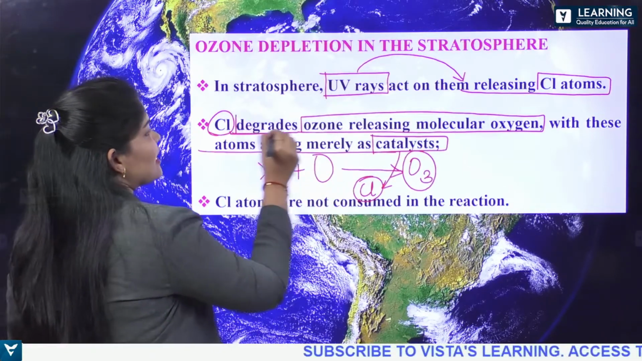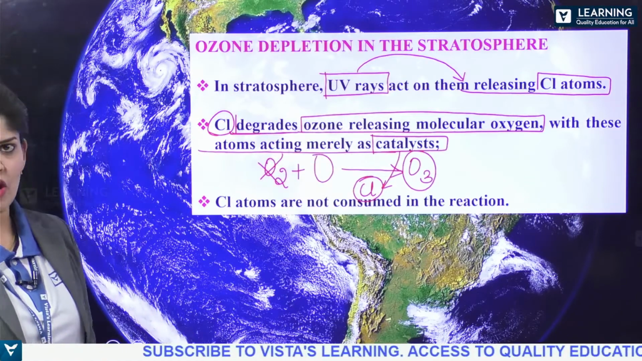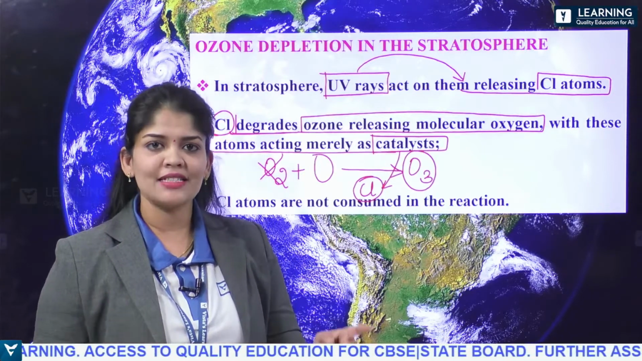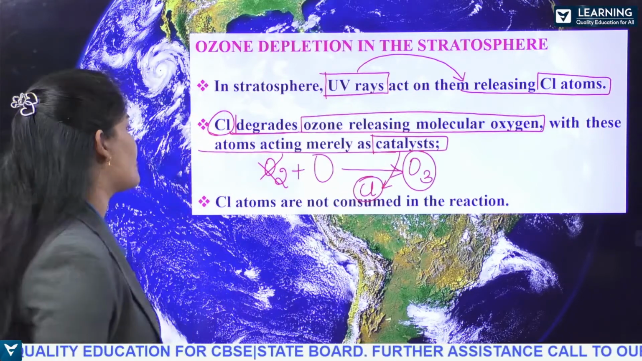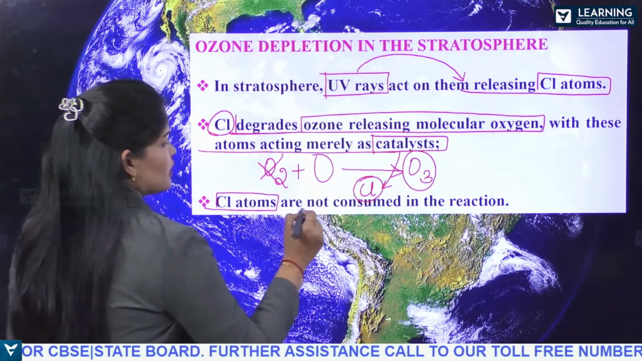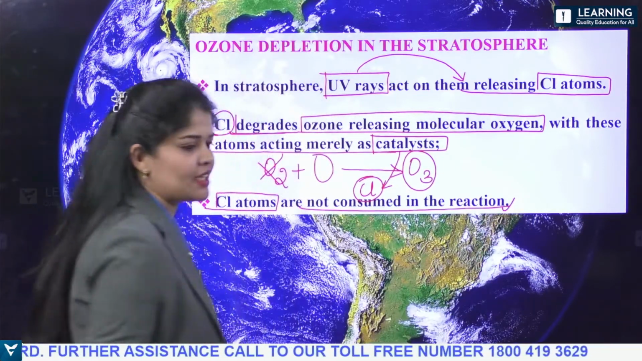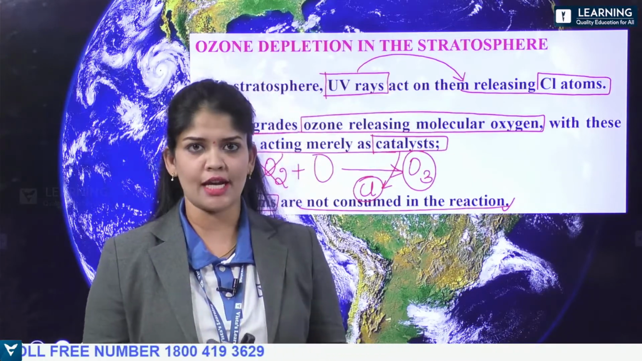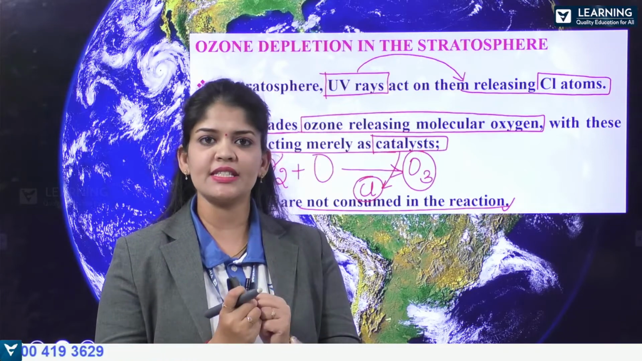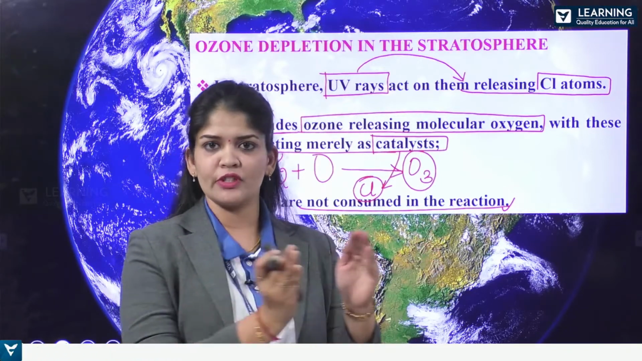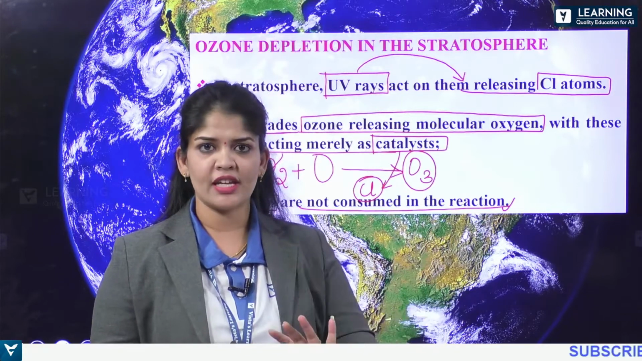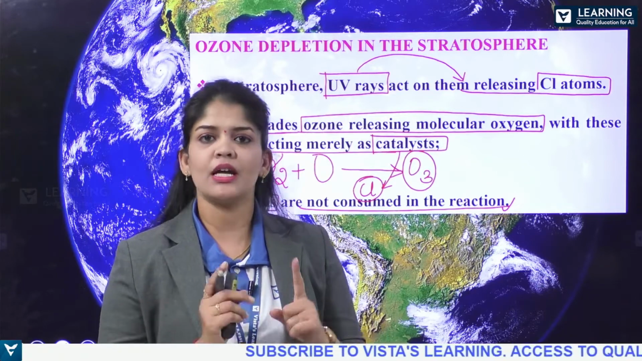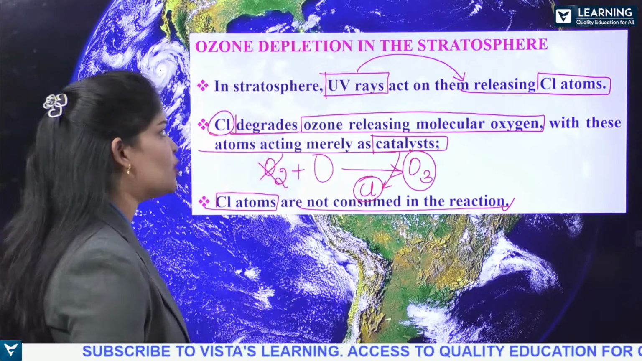The reaction is the degradation of ozone forming molecular oxygen, and for that reaction the catalyst is chlorine atoms, right? Now, the chlorine atoms are not consumed in the reaction. Not only chlorine atoms, any catalyst will not be used in the reaction. It will just speed up the reaction at which the substrate is converting into products. Once the products come out of the reaction, the catalyst will come out of the reaction. Therefore, the concentration of the catalyst will remain constant. This is very, very important to be noted.